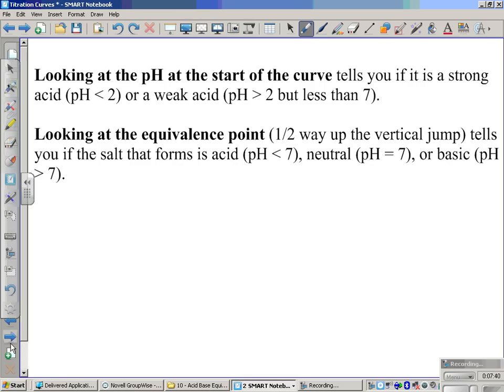So this part's just saying that if you look at the start of the curve, it'll tell you whether or not you're starting with a strong acid or a weak acid. These are real general, but the pH for a strong acid is usually less than 2, and for a weak acid usually greater than 2, obviously less than 7, and then the same way on the other one. So if you think about that, it can help you actually decipher what you're dealing with in a graph. And then for the equivalence point, just go halfway up the jump. If the pH halfway up the jump is less than 7, it's acidic, equal to 7, it's neutral, or greater than 7, it will be basic. So we can look at a graph and tell a lot about what was titrated.